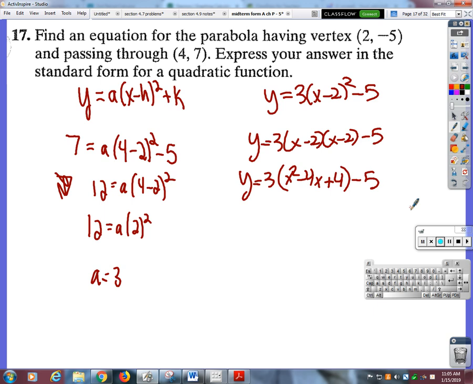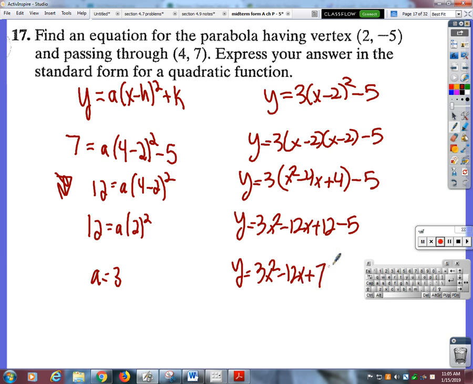What do I do next? I don't plug in 3. Distribute the 3. And then my last step is to combine like terms. And we got her.